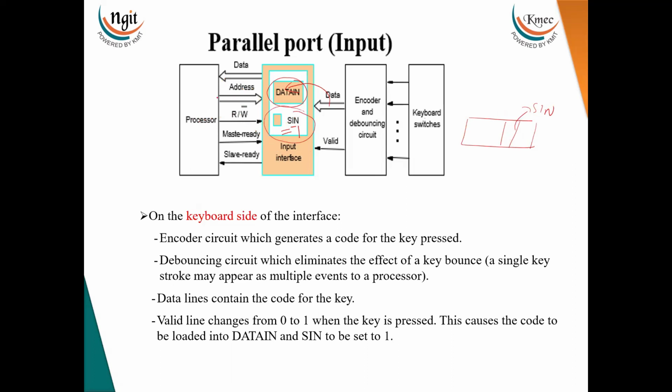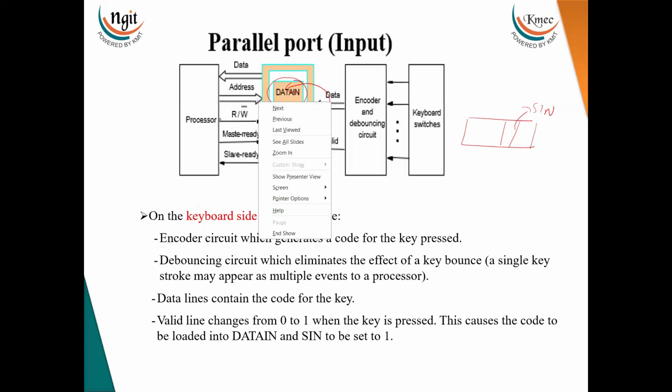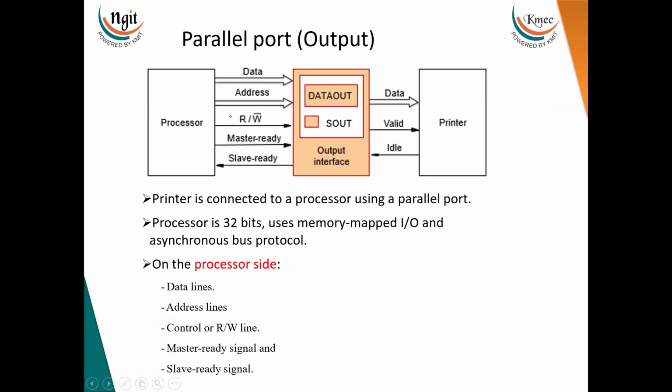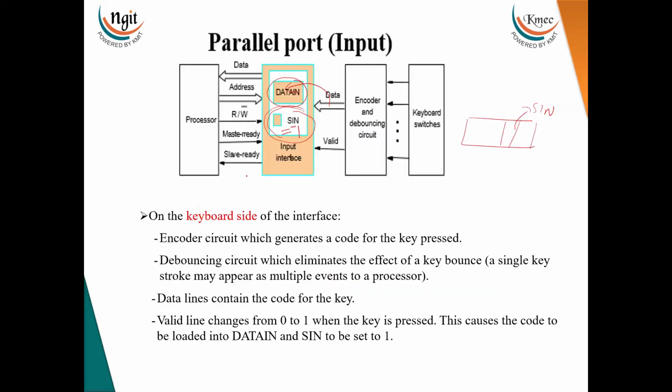First it will place the address on the address bus. Which address? The status register address. Along with the address, it will place the read signal, because it is reading the content of the status register. After decoding the address, it will place the master ready signal. When the master ready signal is received by the interface, it will send the slave ready signal, and along with it, it will place the content of the status register onto the data bus.